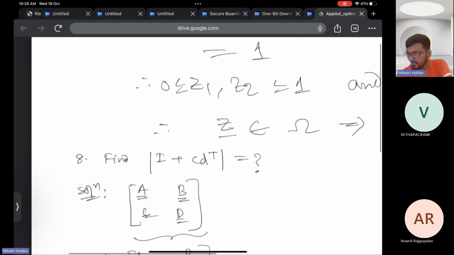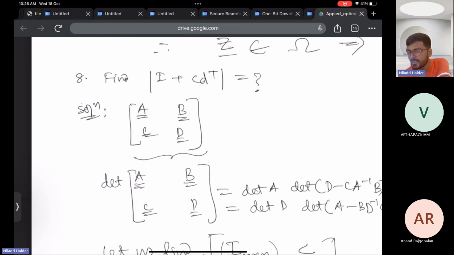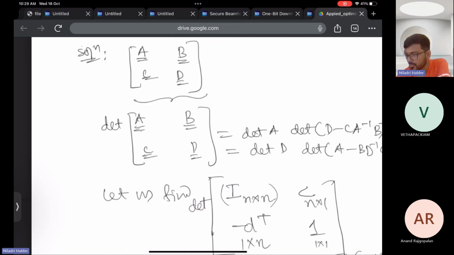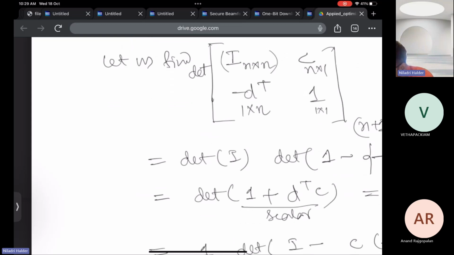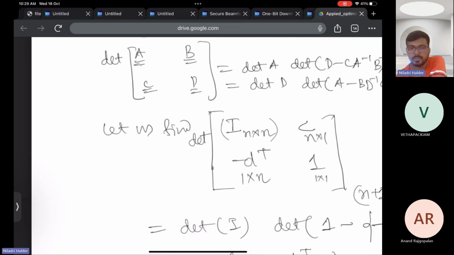Then this is the determinant of I plus C D transpose. I told that for I plus U V transpose, the determinant is equal to 1 plus V transpose U. So the proof is here, 1 plus D transpose C. Okay, this is done.